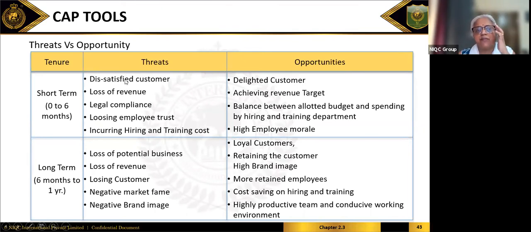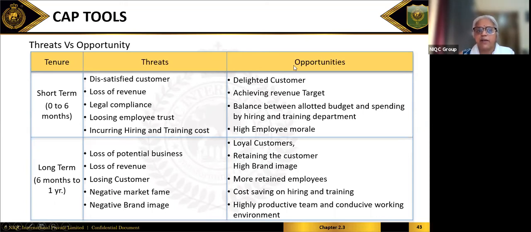So in the short term, I may end up with a dissatisfied customer, loss of revenue, compliance issues, depending on my project. I may lose employee trust. I may start incurring hiring and training costs because people are attriting. In the long term, if I don't do the project, what will happen? I may lose potential business. I will lose the customer. Here he was dissatisfied. In the long run, I may lose him only. I will lose revenue again in the long term. My market, brand image, everything may go down.